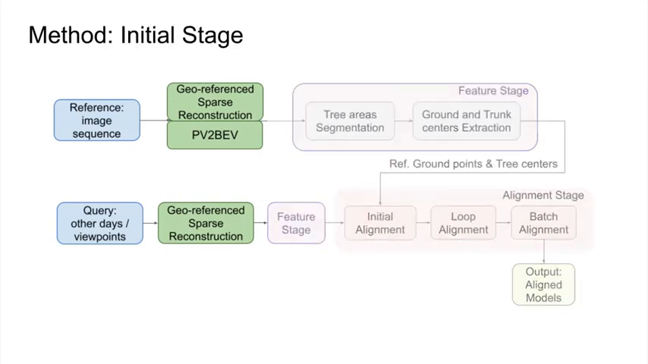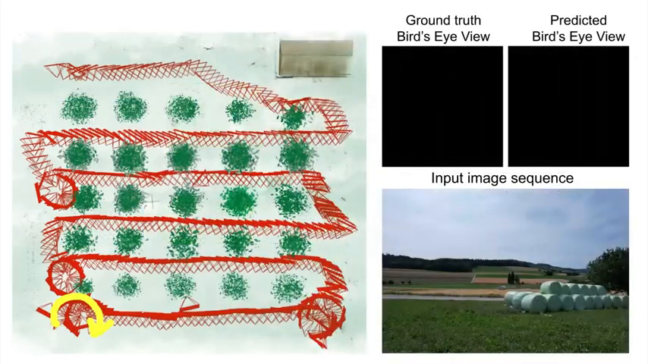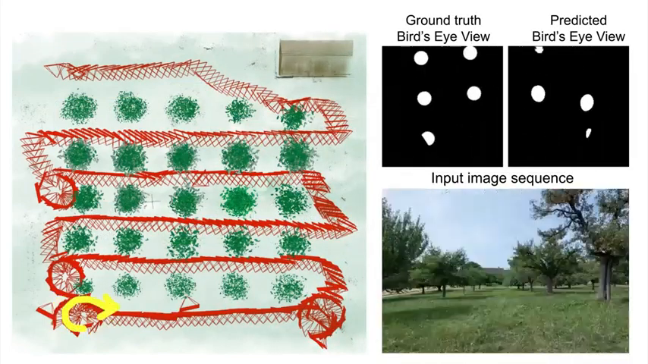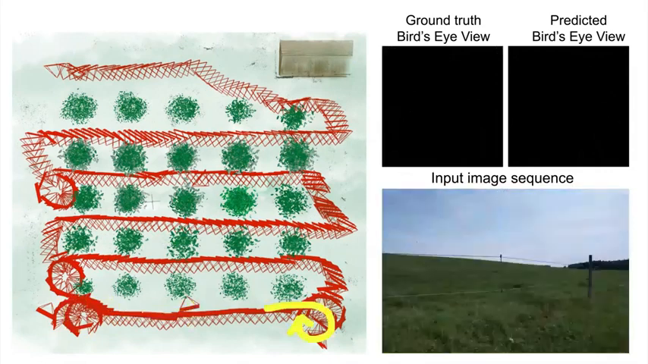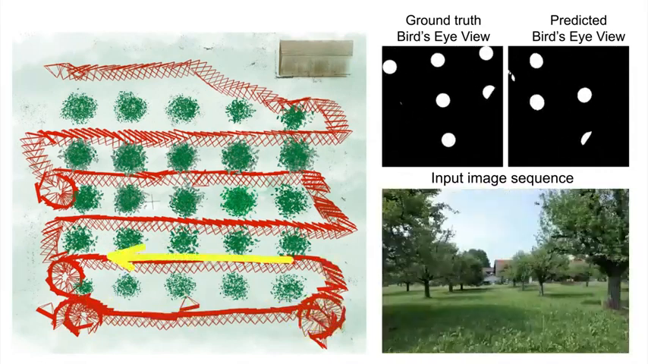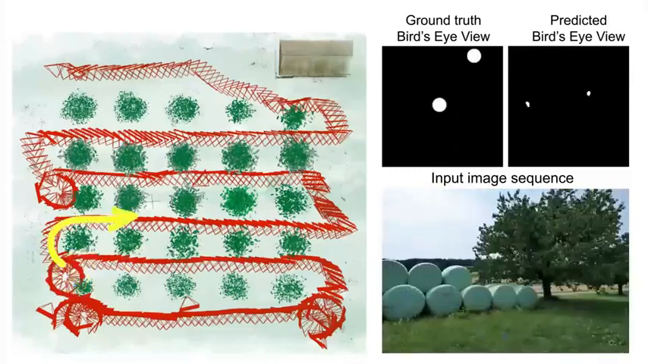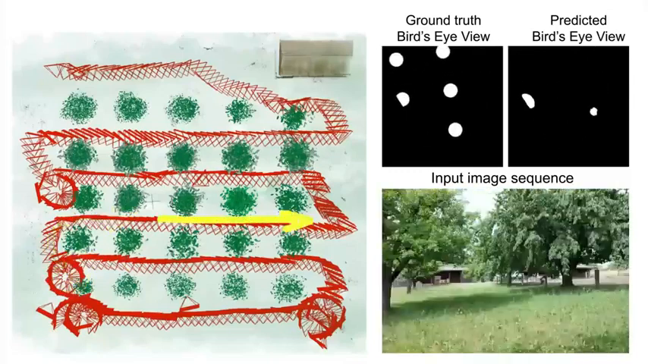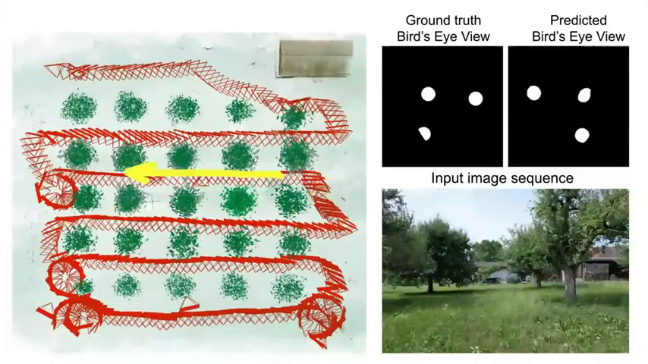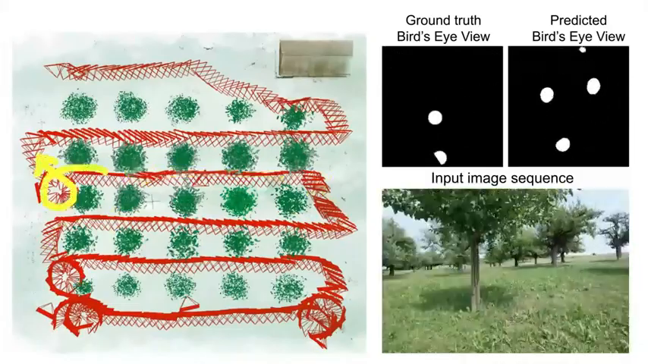First, let's take a look at the initial stage. The animation here illustrates the process of collecting input image sequences. A perspective view to bird's eye view network is trained to predict the top views from frontal images, as shown in the top right. This provides rough initial positions for trees.